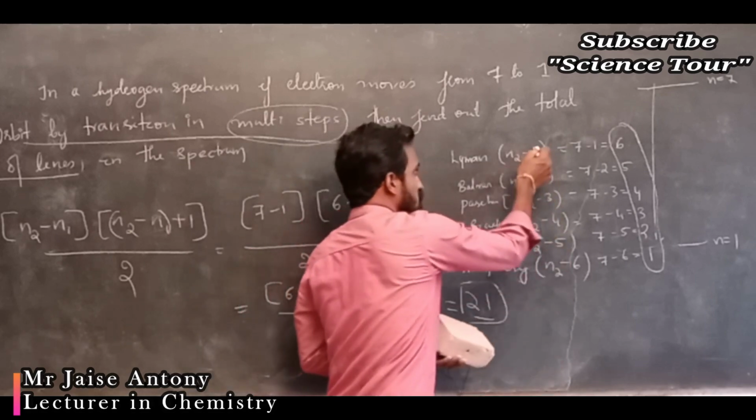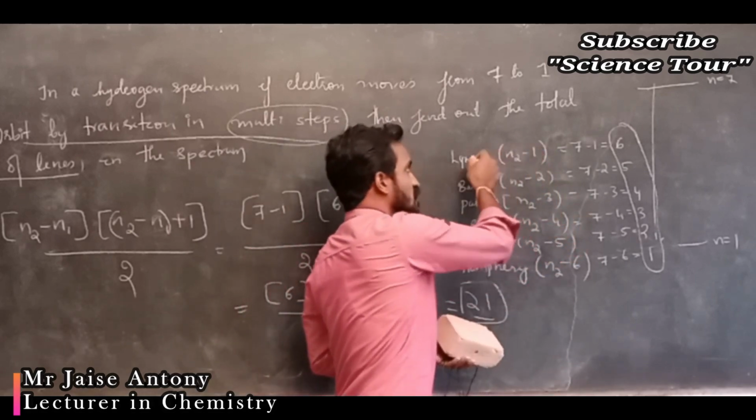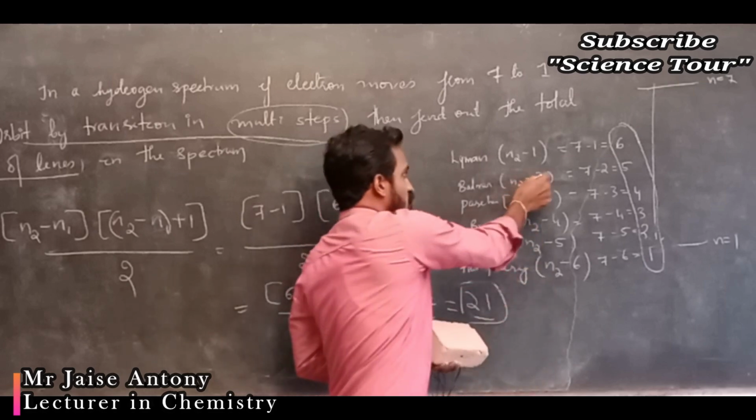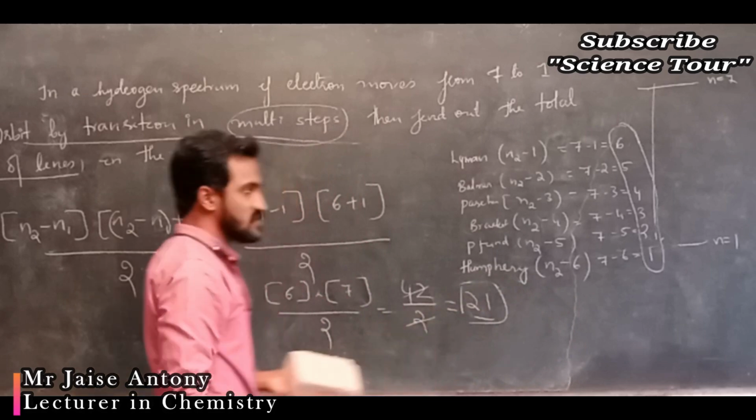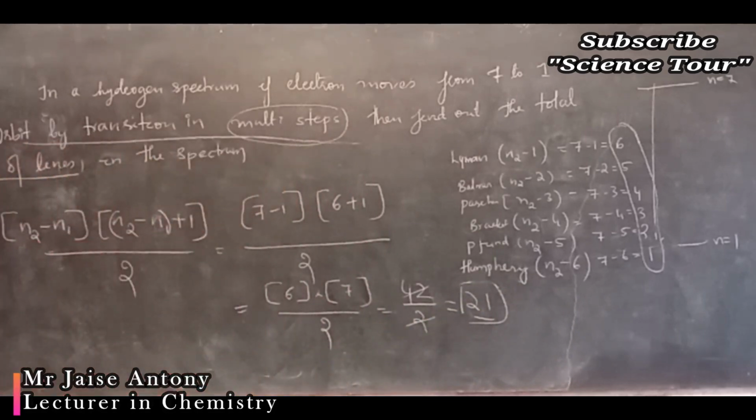Here 1 represents the N1 level. N1 for Lyman is 1. N1 for Balmer is 2. That we explained just before. Understood? Okay. Note down this formula.